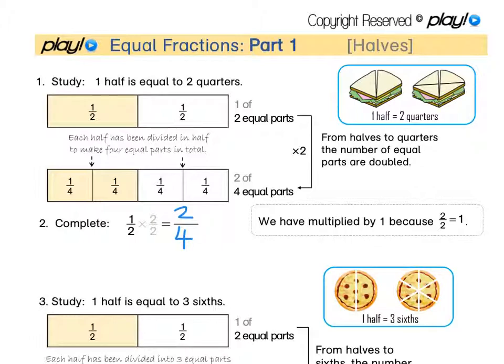2/4. Now timesing the top and bottom by 2 actually means that we have just times the fraction by 1, because 2 out of 2 is 1 whole. So when we multiply by 1, we do not change the value of the fraction, we've just changed how it looks. So 1/2 is equal to 2/4. Let's move on to number 3.